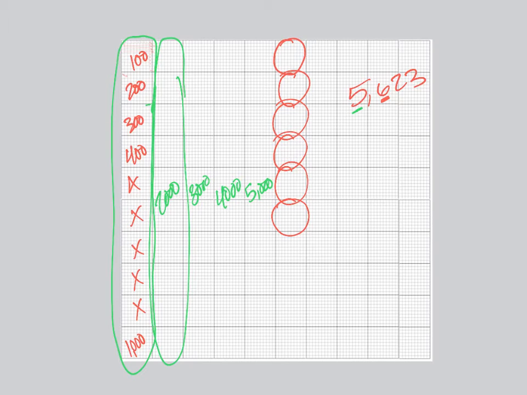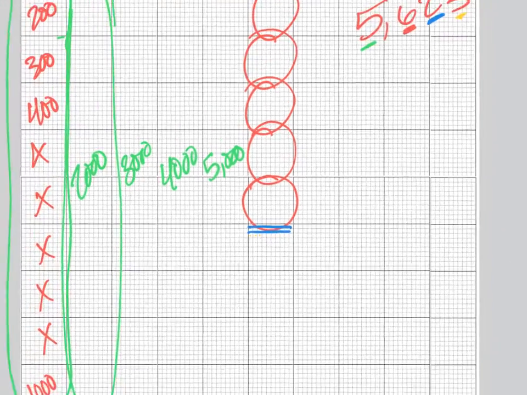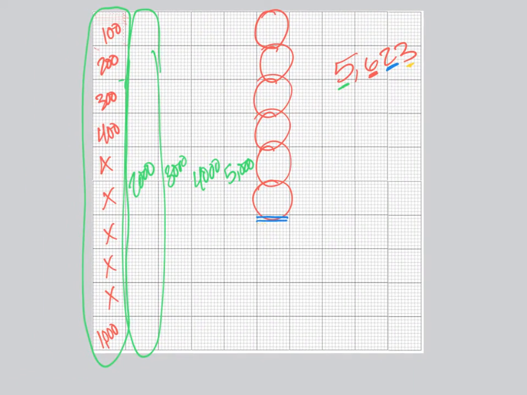But my number is bigger than that still. I need to add the 20. So as I look at my grid here, I've got 10 right here and another row of 10, which would make 20. And then my last number is 3. And so I could zoom in a little bit and count those 1, 2, 3. So right here, I have my number 5,623.